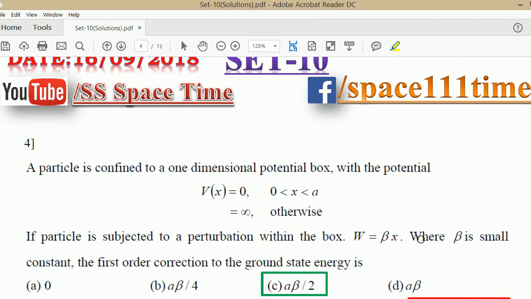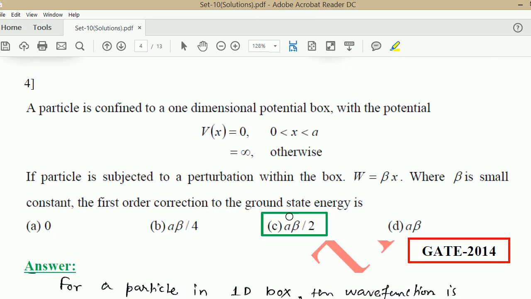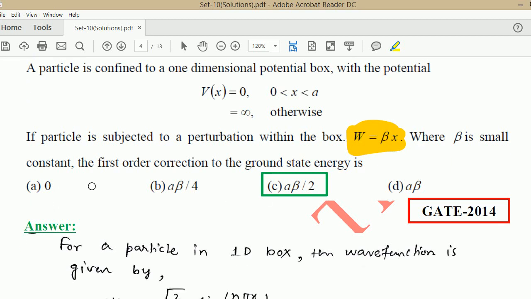Okay, next question number 4. A particle is confined to a one-dimensional potential box with the potential V of x equals 0 when 0 is less than x less than a, and infinity otherwise. So it's basically a one-dimensional infinite potential well. If the particle is subjected to a perturbation within the box, W equals beta x, where beta is a small constant.